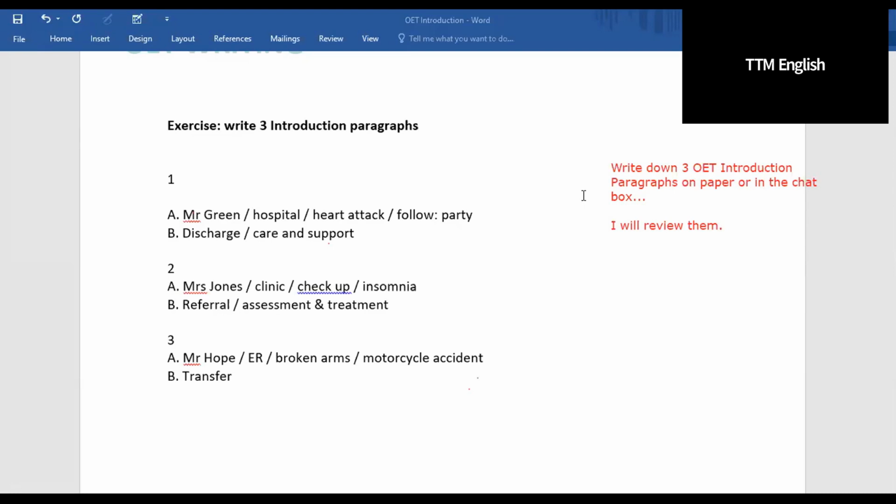So Salish has done number 1. Writing out Mr. Green, who's admitted to a hospital due to a heart attack. He's scheduled to be discharged today and requires your ongoing care and support. Excellent, Salish. That's good. Keep them coming.